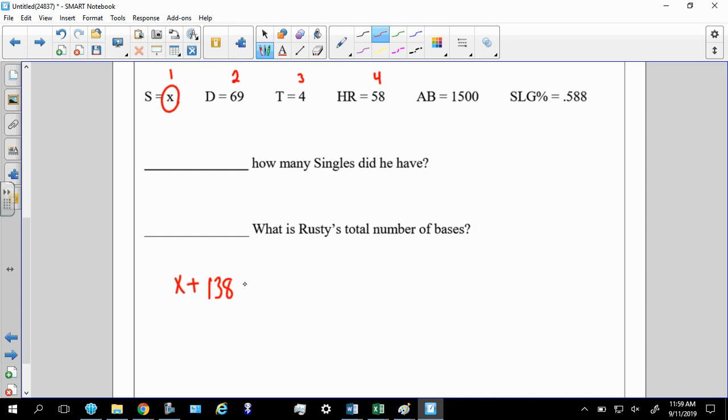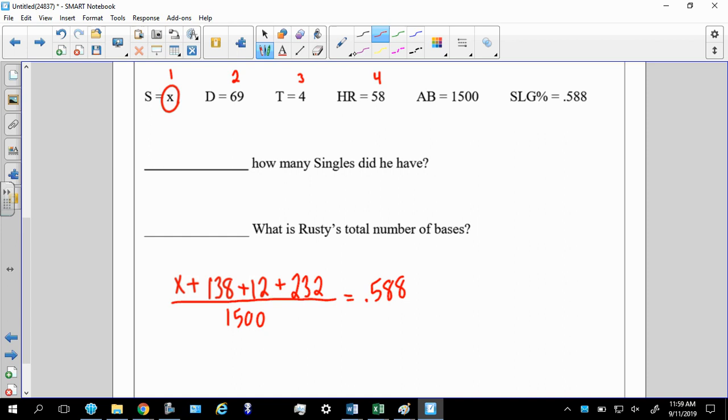138 plus 12 plus 58 times 4. Let's see, I believe that's going to be 140. But no, that's 132. 232. Wow, way off. 232 all over the amount of at-bats, which is 1,500, is equal to the slugging, 588.